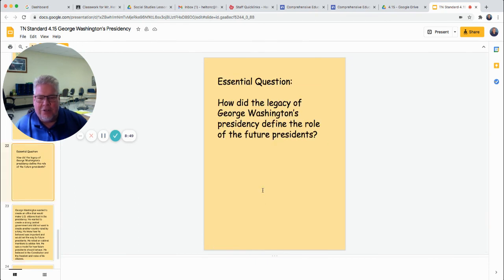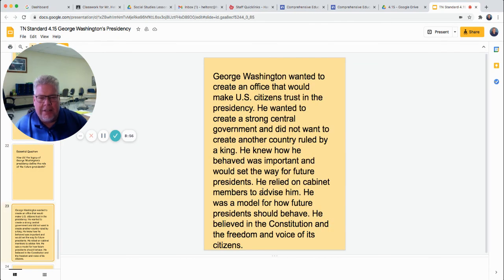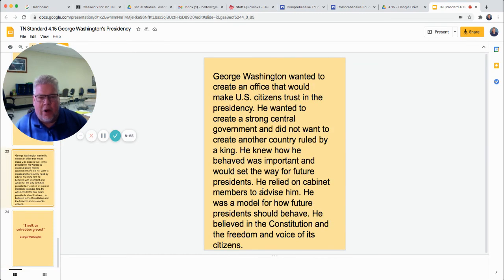And there's our essential question again. How did the legacy of George Washington's presidency define the role of future presidents? Well, George Washington wanted to create an office that would make U.S. citizens trust in the presidency. He wanted to create a strong central government, did not want to create another country ruled by a king. He knew how he behaved was important and would set the way for future presidents.